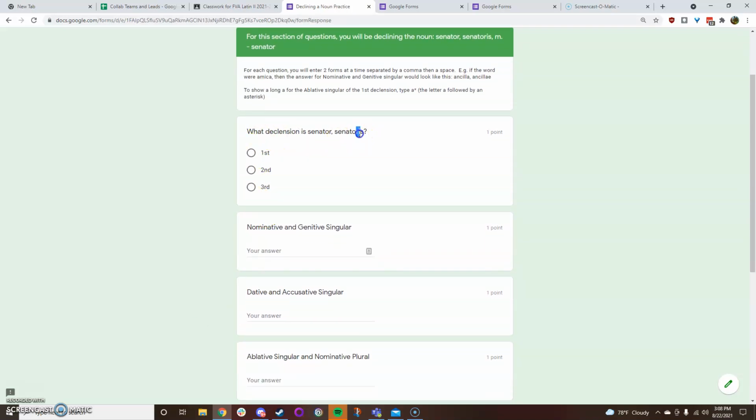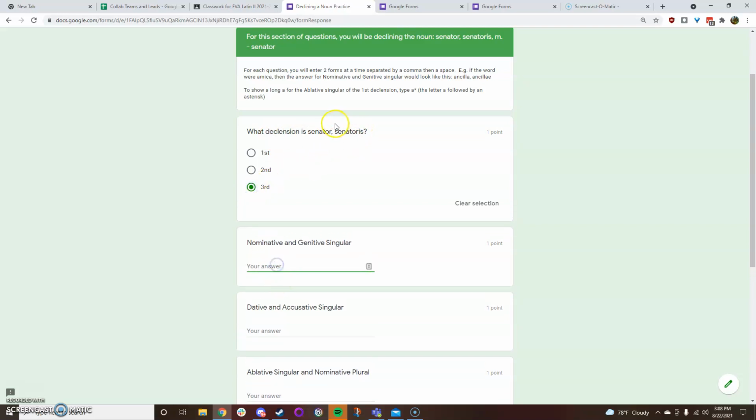Senator, senatoris. You're going to look at that is ending right there. It's the third declension genitive ending. That tells us this is third declension. We copy the first two principal parts, senator, senatoris. And this is really where figuring out the stem is important. For this one, it is senatoris without the genitive ending, which is just senator. That's our stem.